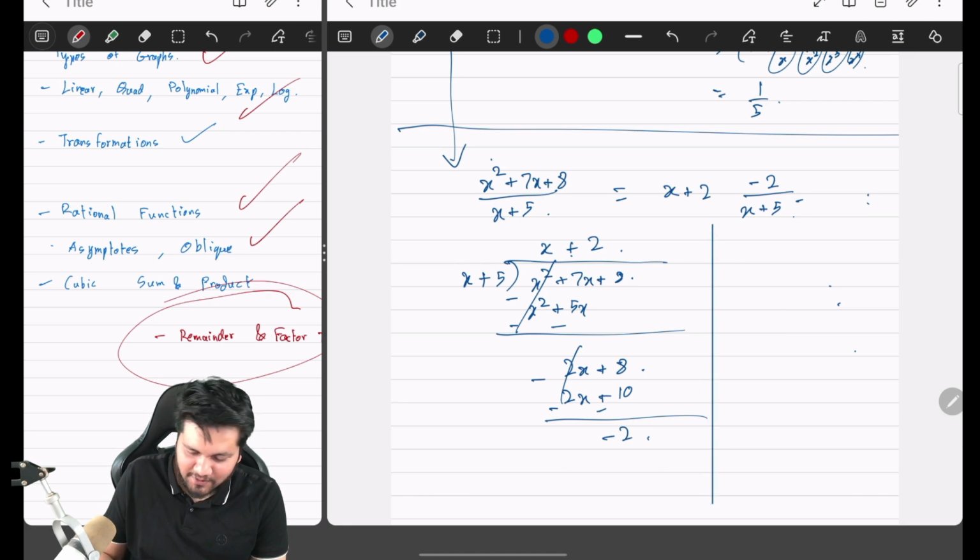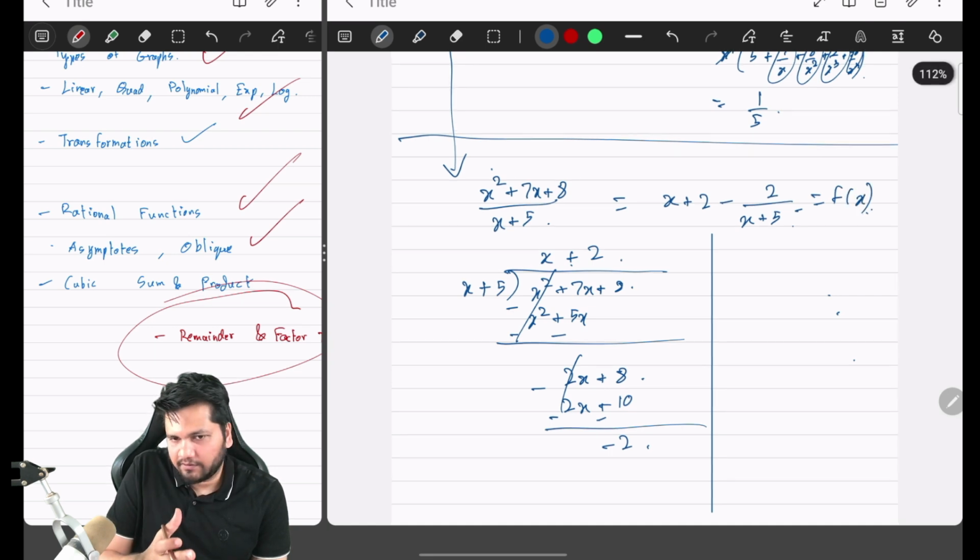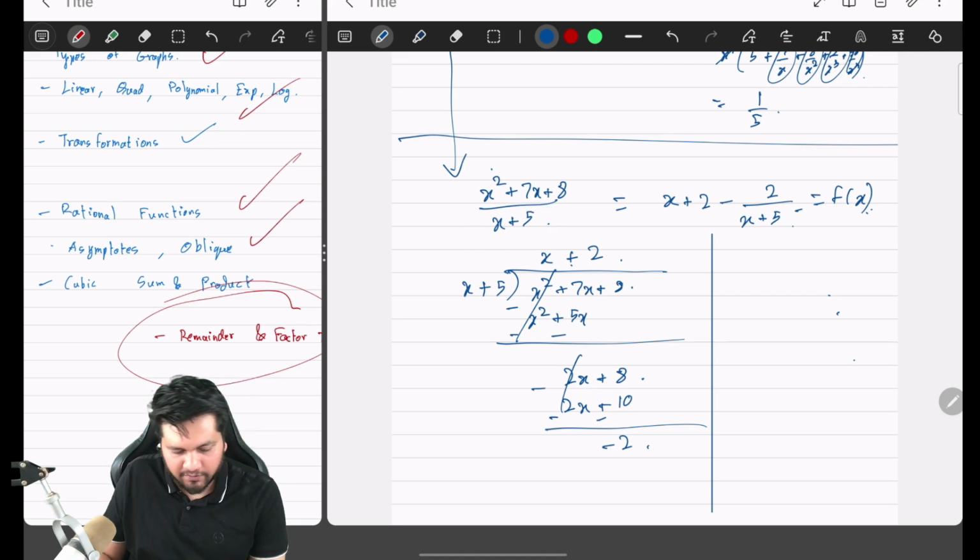So here I'll get x plus 2 minus 2 upon x plus 5. Now in this case, what will happen? This is your normal function, the same value function. Again, the vertical asymptote is simple, wherever the denominator is 0. That means when I put x is equal to minus 5, we will get the vertical asymptote. But for the horizontal asymptote, we are going to put infinity as the value.